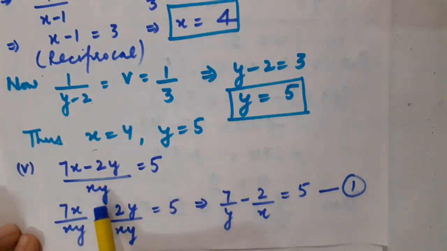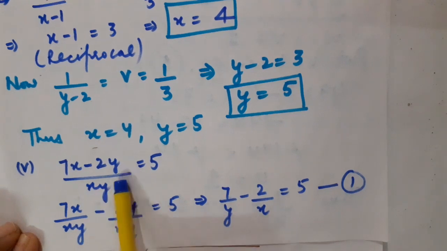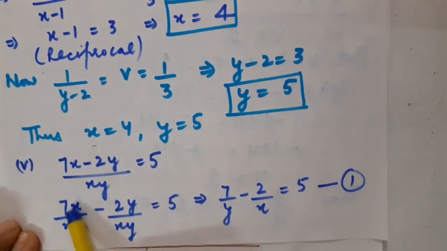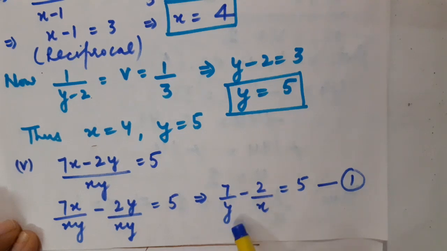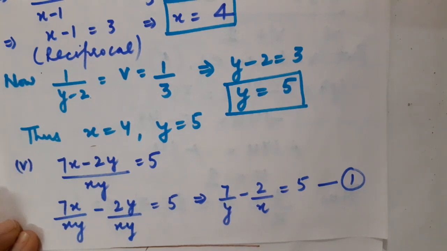What I am going to do is segregate this denominator to both the terms. So it would become 7x upon xy minus 2y upon xy is equal to 5. X will be cancelled with x and y will be cancelled with y. So it implies 7 upon y minus 2 upon x is equal to 5. This has become equation number 1 after simplifying.